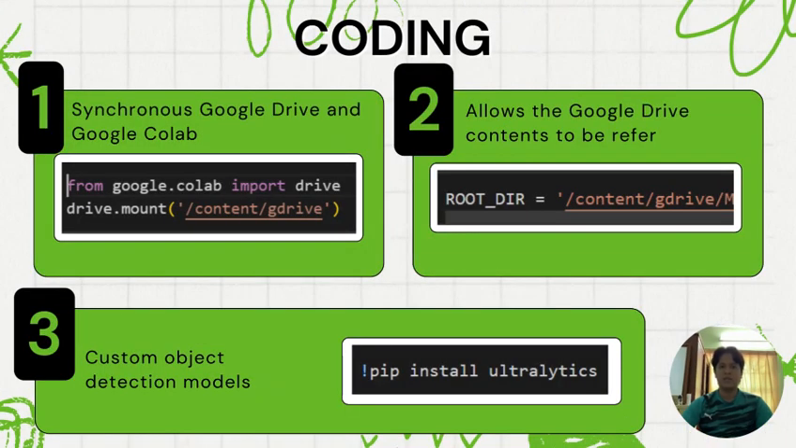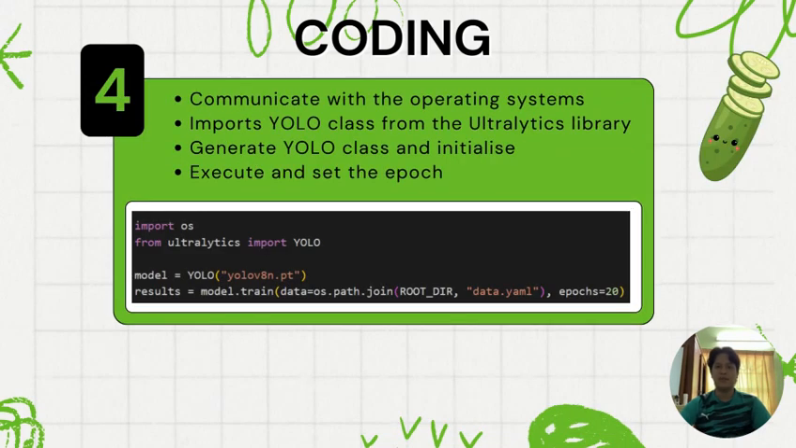First, we synchronize the Google Drive and the Google Colab. Second, we allow the Google Drive content to be referred to. Next, this is important as we need to customize the object detection models. And for the final step of the coding, I will explain each line of the function.